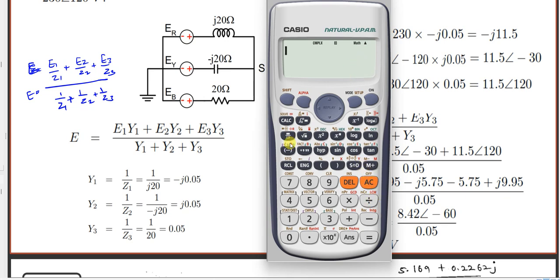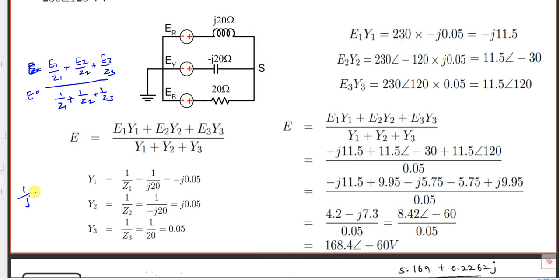Now similarly, 1 by minus 20j is positive, because 1 by j is nothing but minus j. If I multiply j by j, we get j by j square. The j square value is minus 1, so minus j it will become. 1 by j is nothing but minus j. 1 by 20 is 0.05. Here minus is already there. If I bring 1 by minus j, it becomes minus j. Minus into minus is plus, and it will convert into plus. And for 1 by 20, there is no j term, which is 0.05.